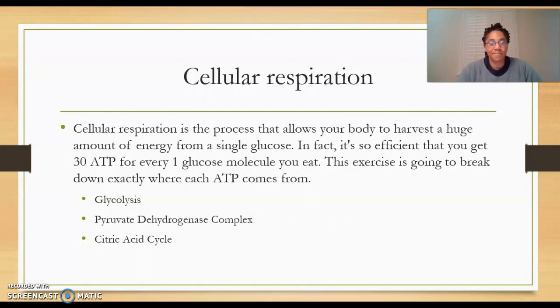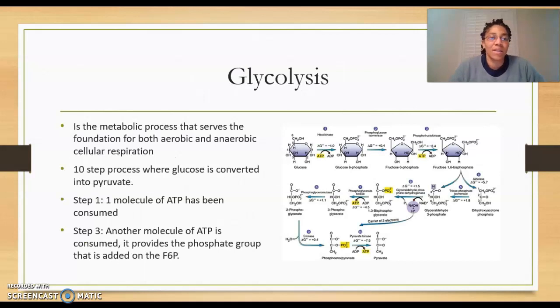So let's begin. Glycolysis is a metabolic process that serves as the foundation for both aerobic and anaerobic cellular respiration. It is the first phase of cellular respiration. It has 10 steps where glucose is converted into pyruvate. I'll just be covering the steps where either ATP, NADH, or FADH is formed, just to help explain how we get the 30 ATP.